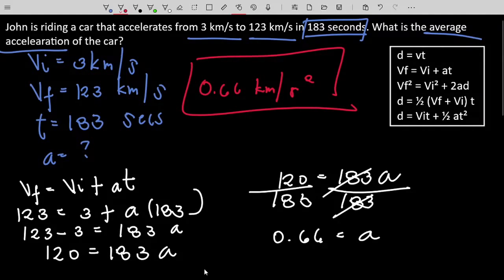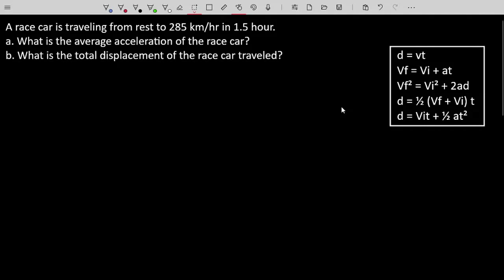Now let's try to have another example. Now for this example, a race car is traveling from rest to 285 kilometers per hour in 1.5 hour. Now what is the average acceleration of the race car? And what is the total displacement of the race car traveled?